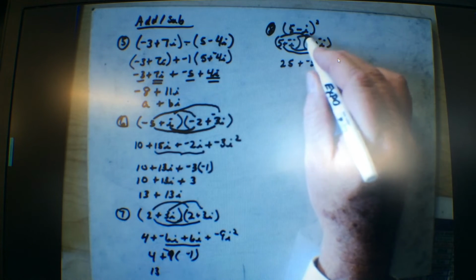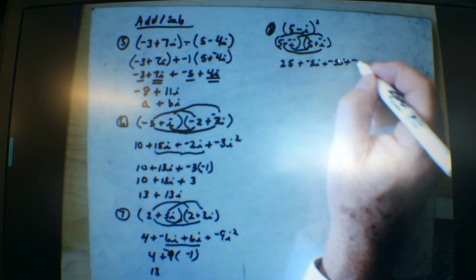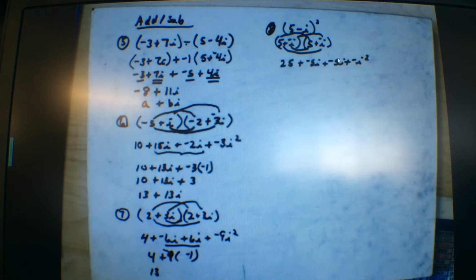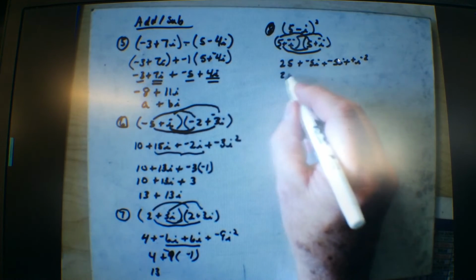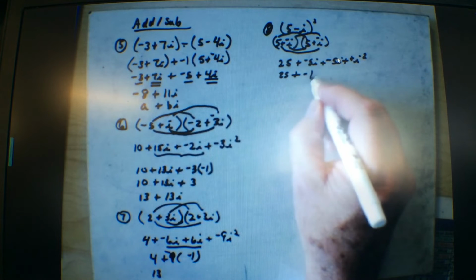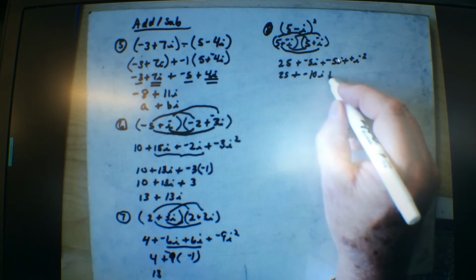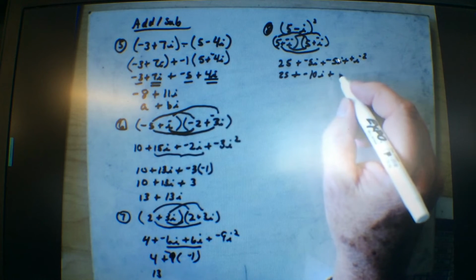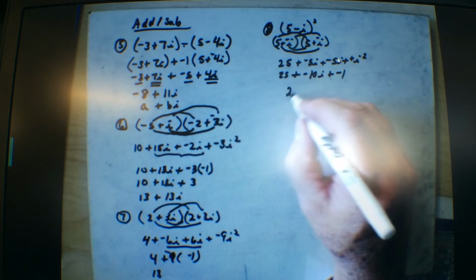And then the last? Is negative i squared. It's negative i squared, right? Oh, wait a minute. It's positive i squared, isn't it? Okay? So we get 25 plus a negative 10i plus, what do I do with the i squared? Negative 1. So my answer is 24.